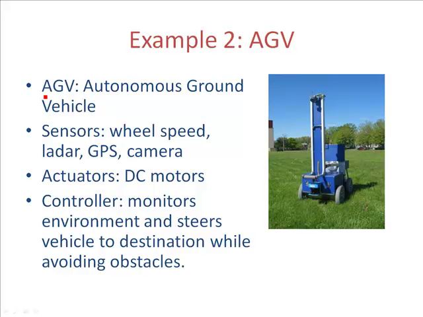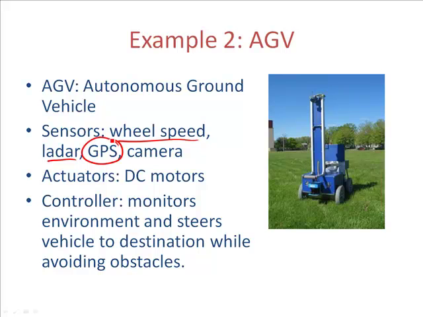The second example comes from U of D Mercy, and this is our own autonomous ground vehicle. This has lots of sensors. I've only put a partial list down here, but we have wheel speed sensors, and this is controlled by a laptop computer with some control algorithms to know what the vehicle's doing. It has LiDAR scanning, a laser scanning sensor that scans for obstacles. It has a global positioning system receiver that allows it to know where on Earth it is.